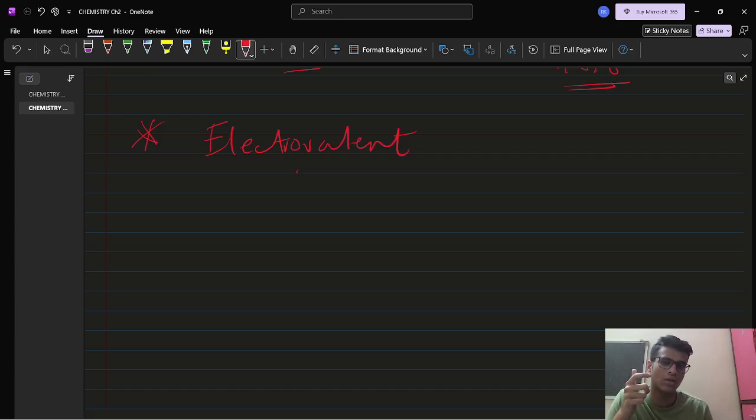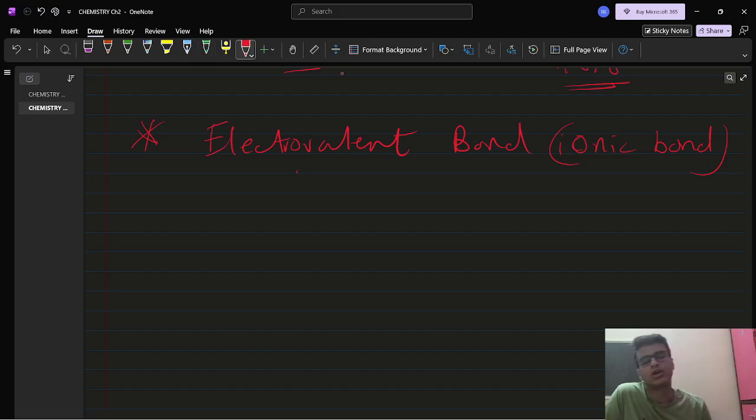Electrovalent bond, also called ionic bond. So, what is an electrovalent bond? I just showed. Electrovalent bond. Electro is electron, valent is valence shell. Valence shell में से electron goes from where? From metal to non-metal. Then it's called an electrovalent bond. I just showed you one example.